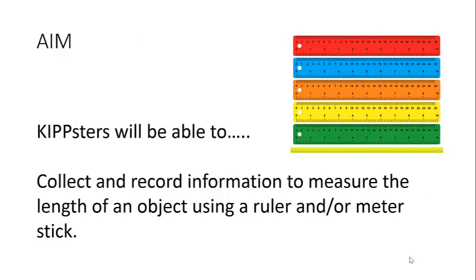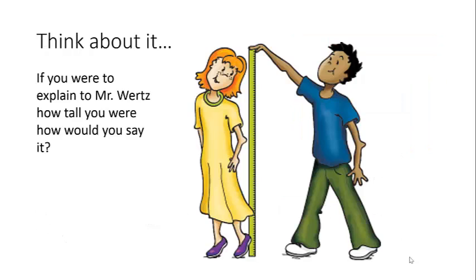Let's go ahead and jump into our aim. Our aim for today: KIPPsters will be able to collect and record information to measure the length of an object using a ruler and/or a meter stick. Today's very hands-on. Let's take a look at what we use meter sticks for and how we use them. But before we get there, I want you to think about this.